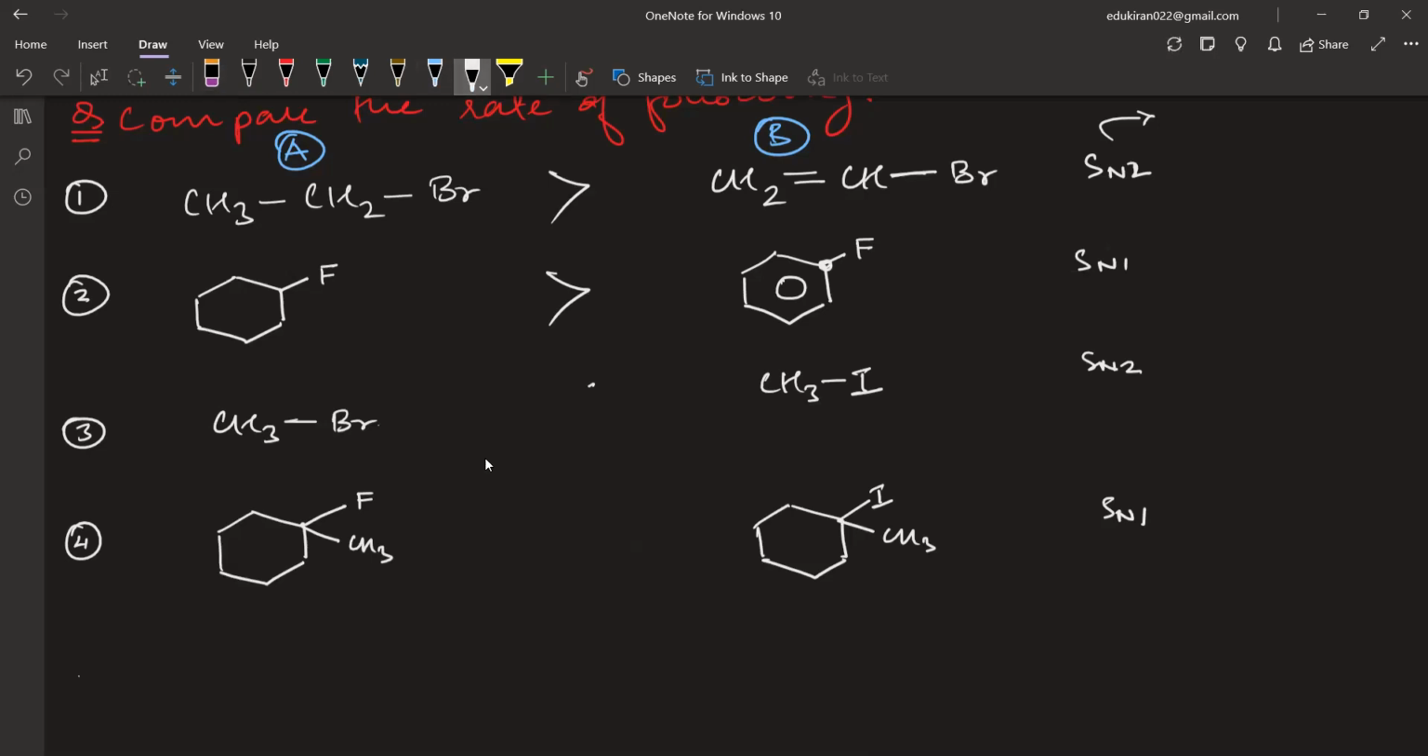For the rest of the case, in SN this will be faster, and I will be faster because I is a good leaving group, okay, and Br and fluorine are not good leaving groups. They are okay leaving groups, but not as good as I. Is that clear? Yes or no? Please tell me. Yes.